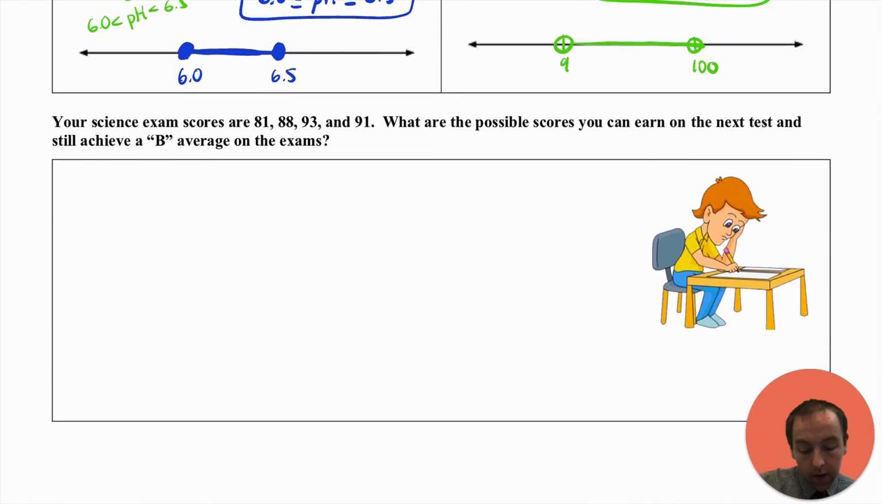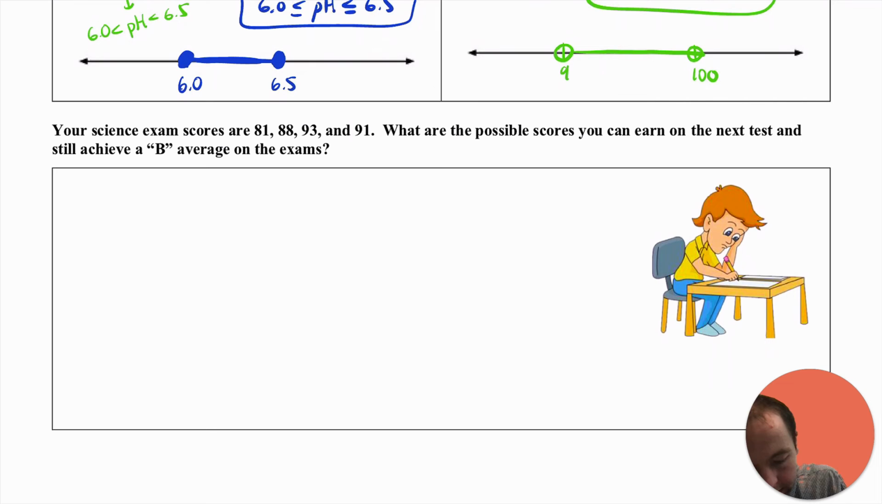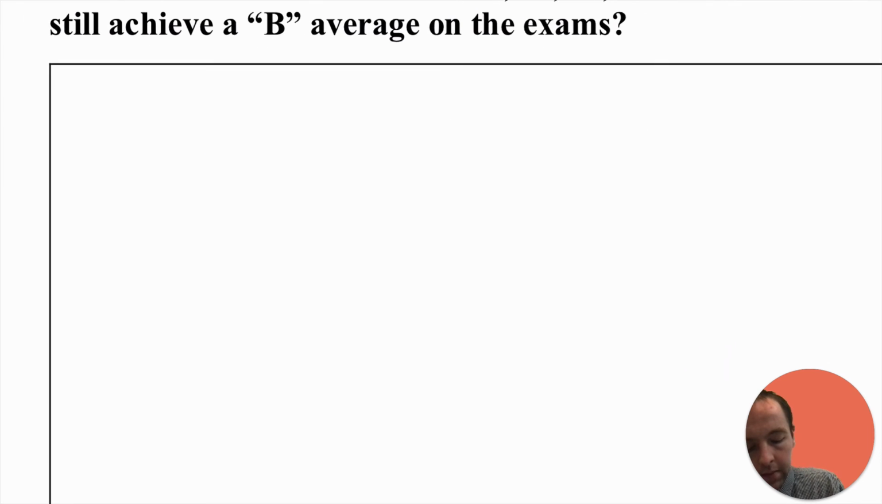All right, and then one last little example here. So your science exam scores are 81, 88, 93, and 91. What are the possible scores you can earn on the next test and still achieve a B average on the exams? So, well, what does a B average mean, right?